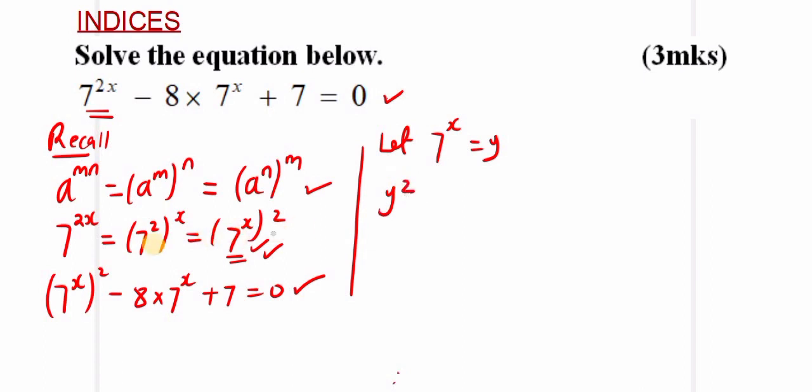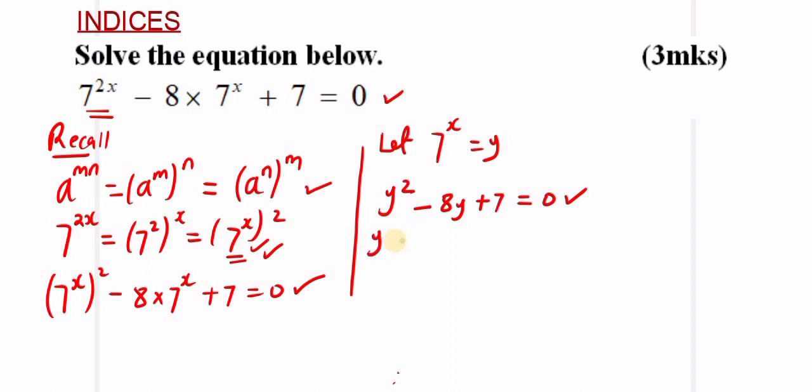so that substituting in the equation, we will have y squared. Remember, 7 raised to x is already y, so we have y squared minus 8 times y, that gives us 8y, and then we add that to 7, that gives us 0. So we have a quadratic equation to solve here, and I'm going to apply the quadratic formula.